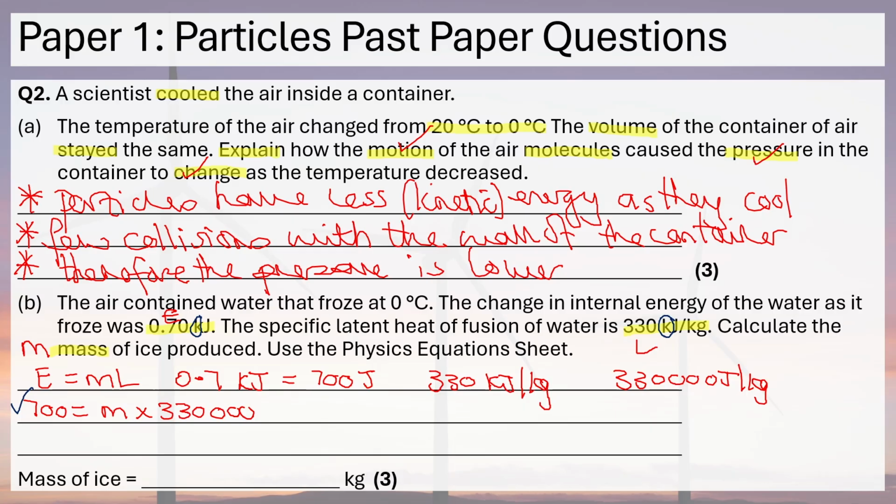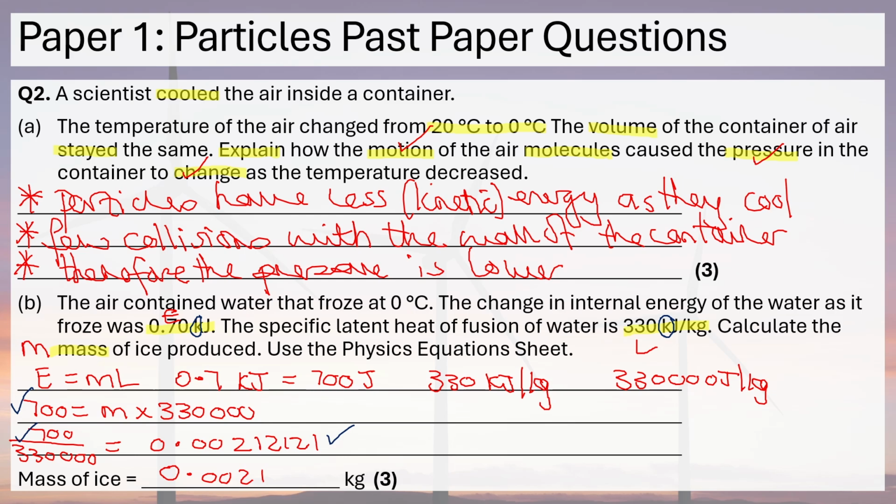Now I need to rearrange the equation, so hopefully I can see by laying that out I've got to do a division. I'm going to have to divide both sides by 330,000. So I've got 700 divided by 330,000 will equal my mass, and it comes out as 0.00 and it's 21 recurring. Okay, so I'm going to get a 2nd mark for the correct rearrangement and a 3rd mark for the correct answer. Now it's quite fine here to just put 0.0021 and just give that to 2 significant figures.